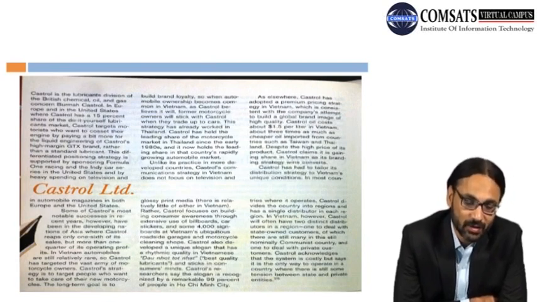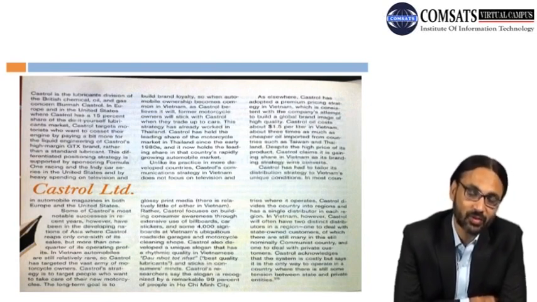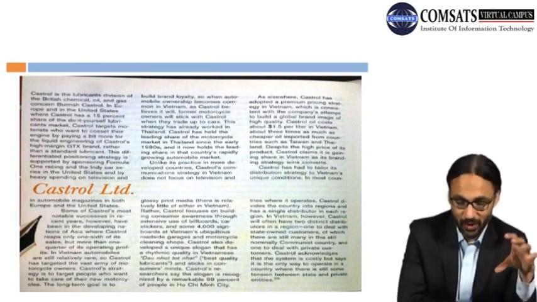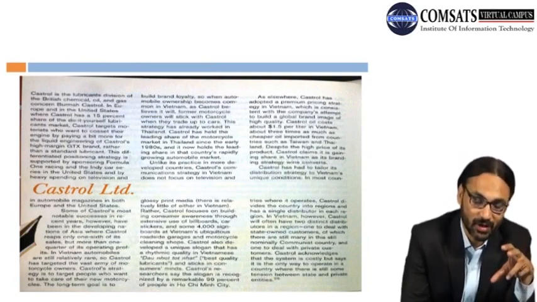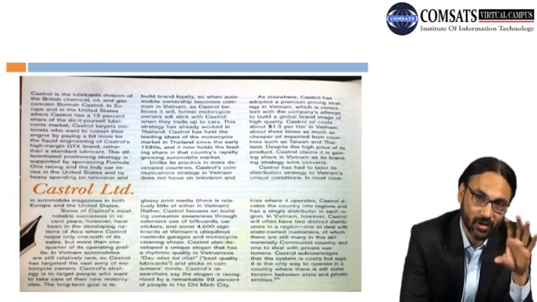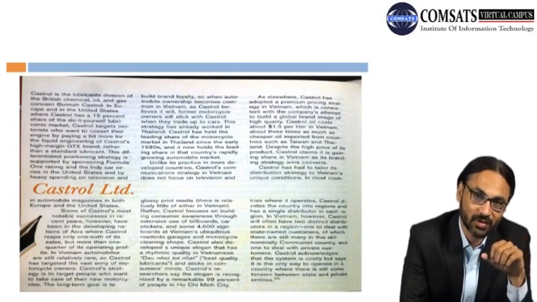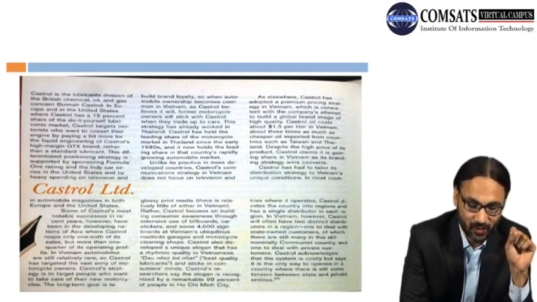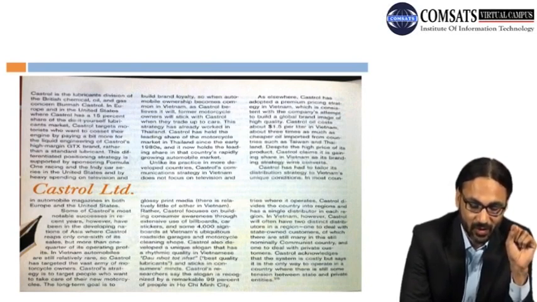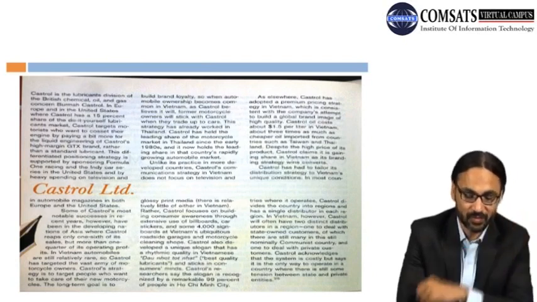Okay, the Castrol lubricant, two things we learn from the first paragraph. The first one is they are serving the differentiated market, people who are willing to spend a little bit extra for better quality to lubricate their cars. And the advertisement strategy is they are sponsoring Formula One, and they are using their advertisement spending on television and automobile magazines in both Europe and the US.